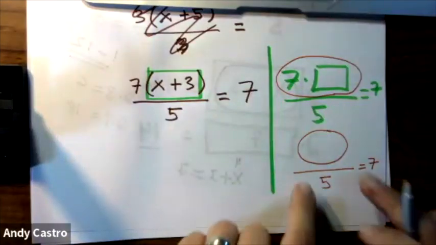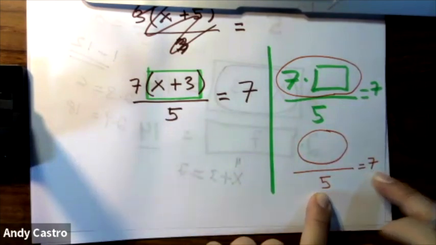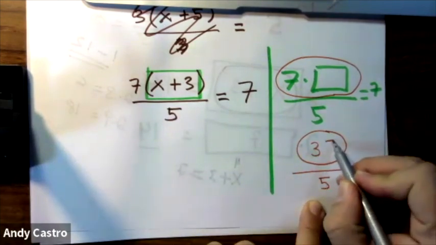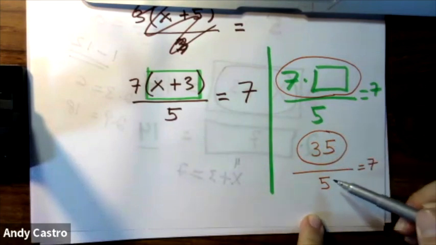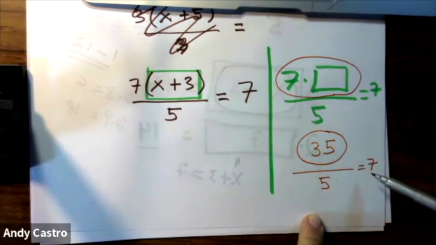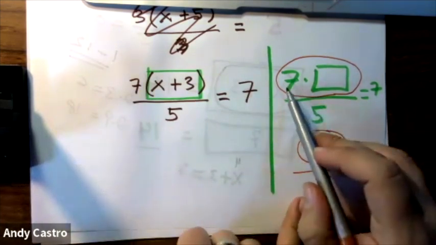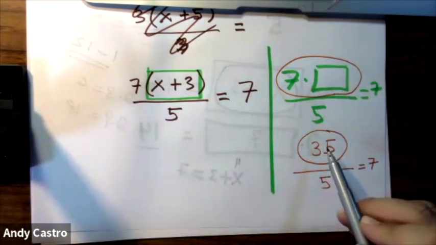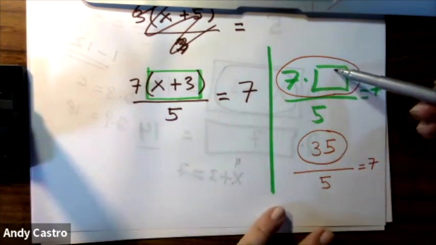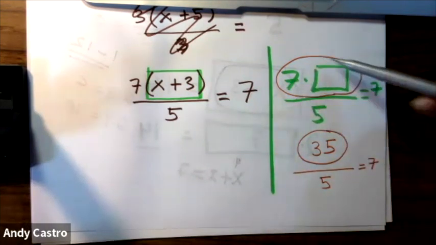All right. So what number has to go in here? Well, what number divided by 5 is equal to 7? As many of you identified, that is the number 35. 35 divided by 5 is equal to 7. Okay, so if that's the case, 7 times this number has to equal 35. Well, what number has to be in here? 7 times what gives me the 35?